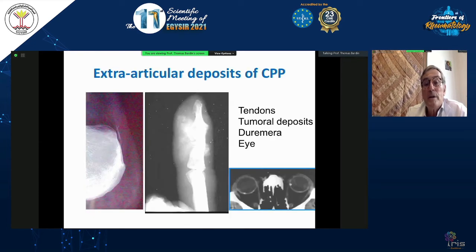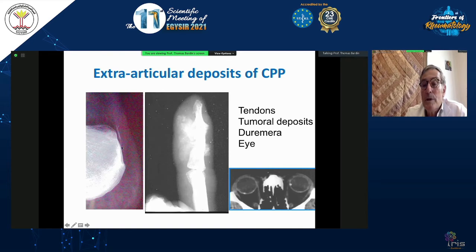You should know that there are some extra-articular deposits, these tophaceous deposits, which are frequently seen in the pulp of the fingers. They can also be seen in the vicinity of the temporomandibular joints. You can also find some deposits in the eye, in the retina. It's not so rare if you look for it.